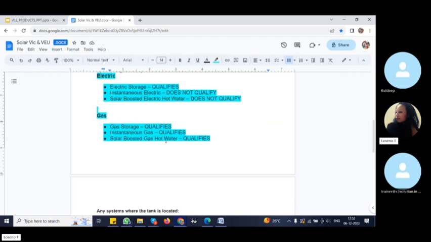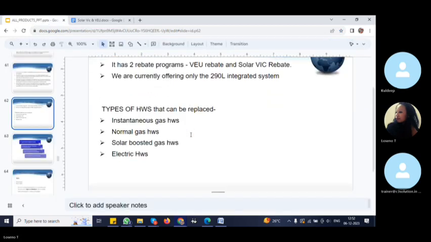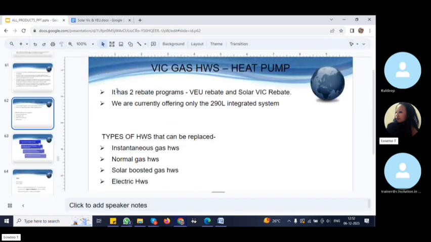If it's instantaneous, they will tell you I have an instantaneous system. If they have a gas storage, they'll say yeah, I'm using a gas hot water system. If they say I have a gas hot water system with a solar booster, whatever system they have, when you ask them what type of hot water system they are using, they will give you the information. They will tell you what kind of system they're using. Okay, so that's all about the new system we are providing to the customer as a replacement, and also the type of hot water system that we can qualify the customer for the replacement.